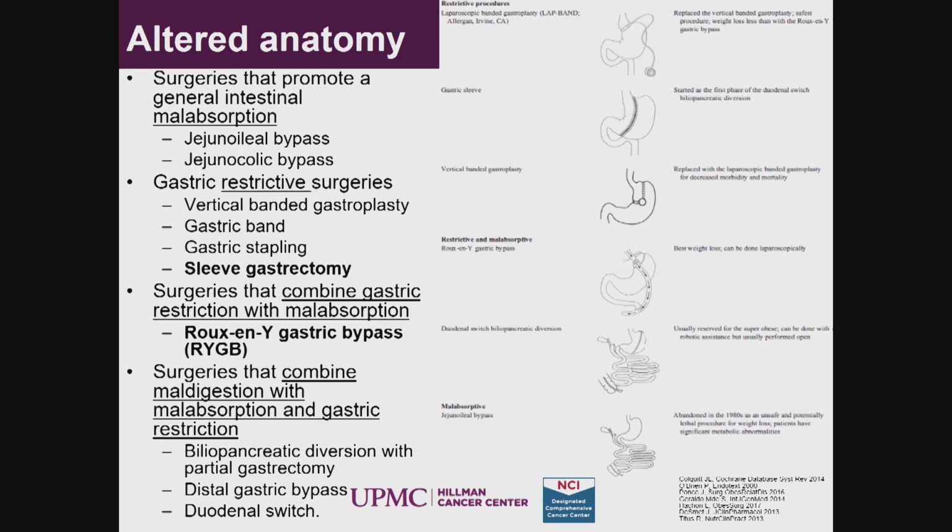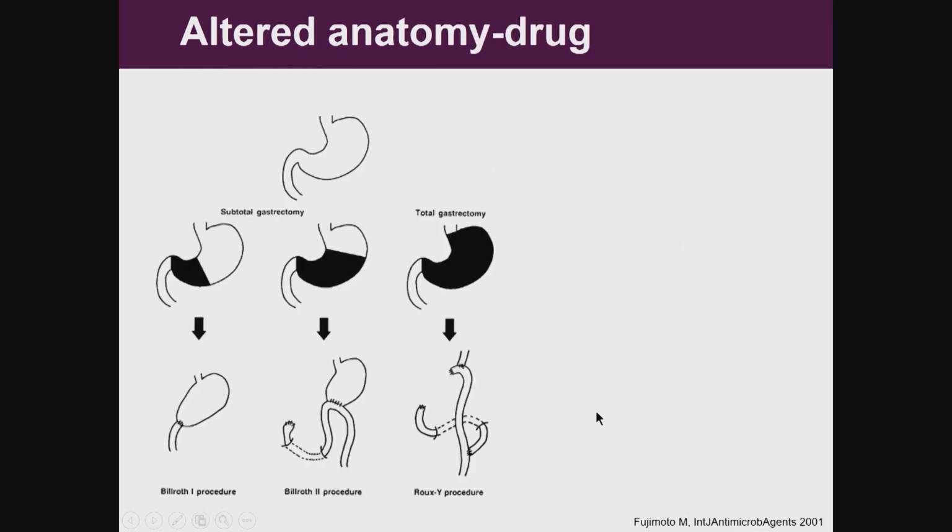So the different surgeries that exist, because there are different types of gastric bypasses, they can be either focused on malabsorption, gastric restriction, combinations thereof, or surgeries that combine maldigestion with malabsorption and gastric resection. The most popular ones at this point in time are the sleeve gastrectomy and the Roux-en-Y gastric bypass. And here's just an illustration of the variety of different surgical techniques that have been applied. And here I will illustrate the different impacts that can have.